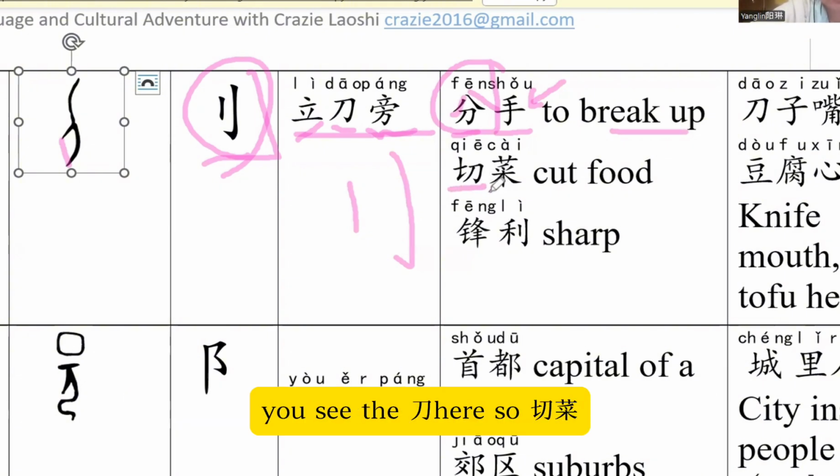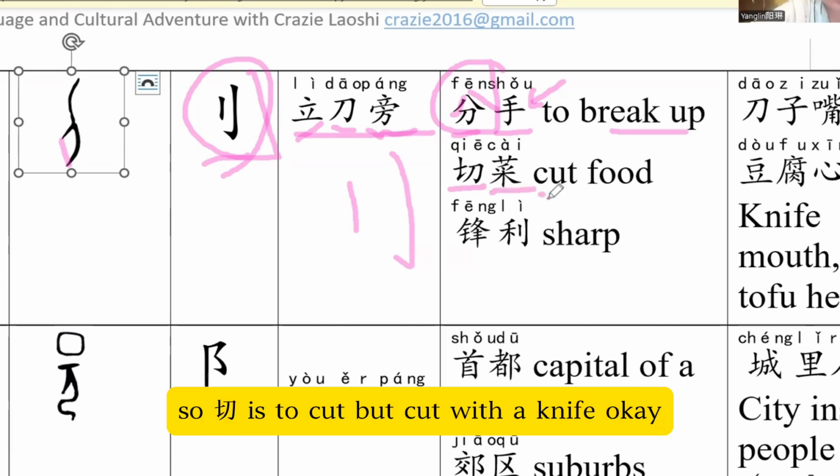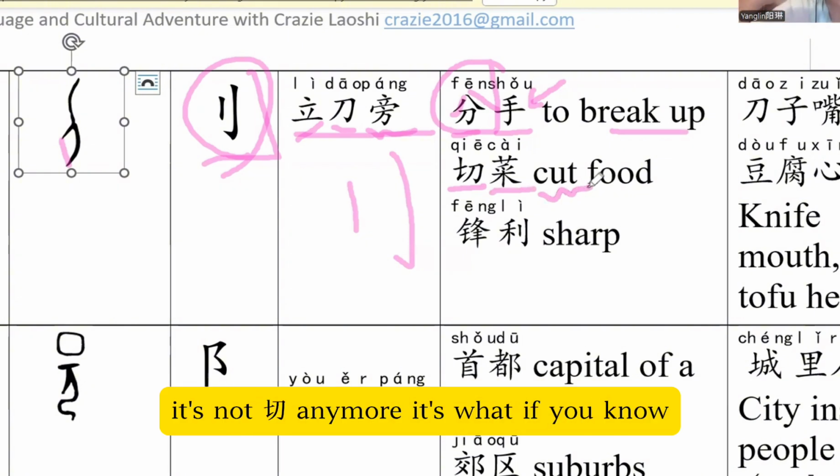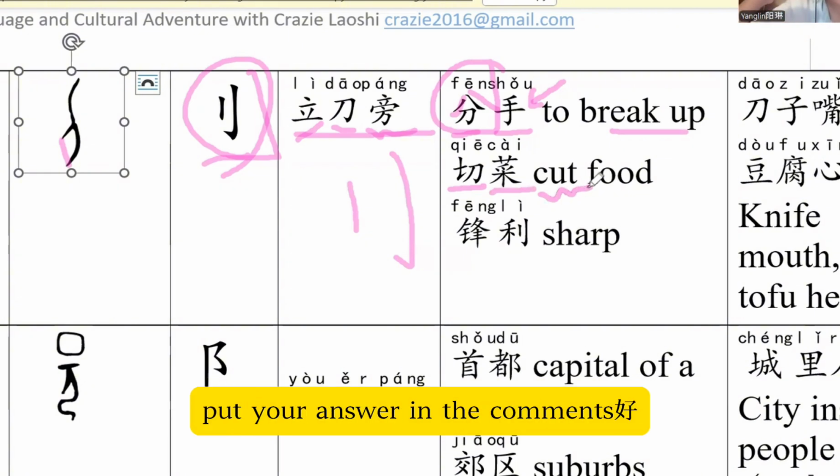And the second one is more closer to the style, right? You see the style here? So 切菜, so 切 is to cut, but cut with a knife. Okay, so if you cut with a scissor, it's not 切 anymore. It's what? If you know, put your answer in the comment.